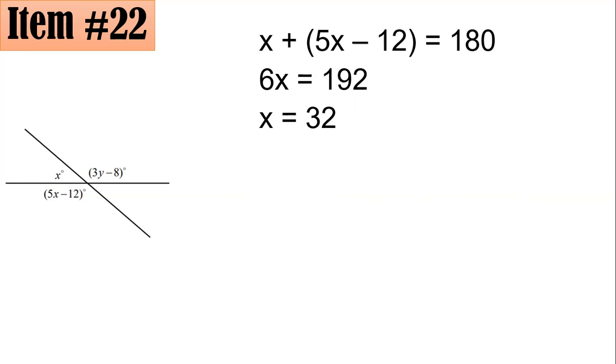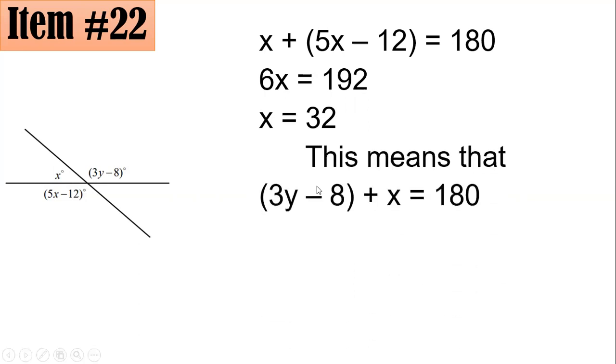So if x is 32, you could actually see that if you add x, this is a straight line. This also follows that x and this 3y minus 8 are also linear pairs because they are adjacent angles since they have this common side. Of course, they add up to 180. And with that, if I add x and 3y minus 8, their sum should be 180 as well. But we know here that x is 32.